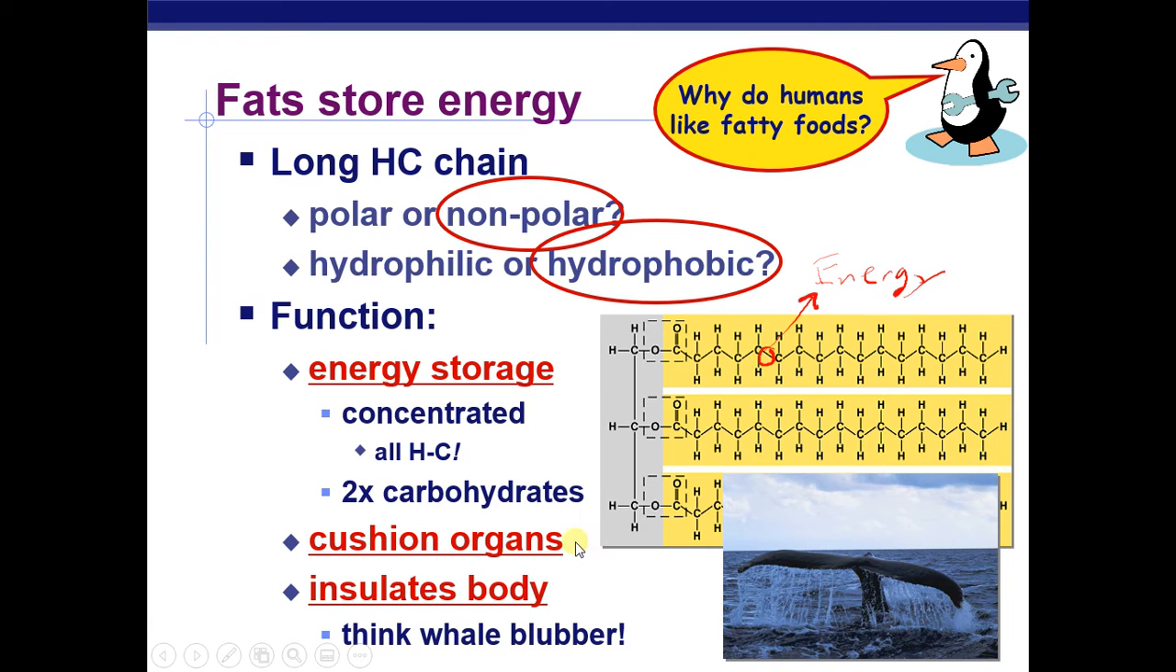Other roles that they have is to cushion and insulate the body. Think about blubber on whales that live in really cold environments. Right? They are a good insulator of heat. In fact, another main thing that fat's used for is in the myelin sheaths in your neurons. Because not only are they good heat insulators, but they are also good electrical insulators.